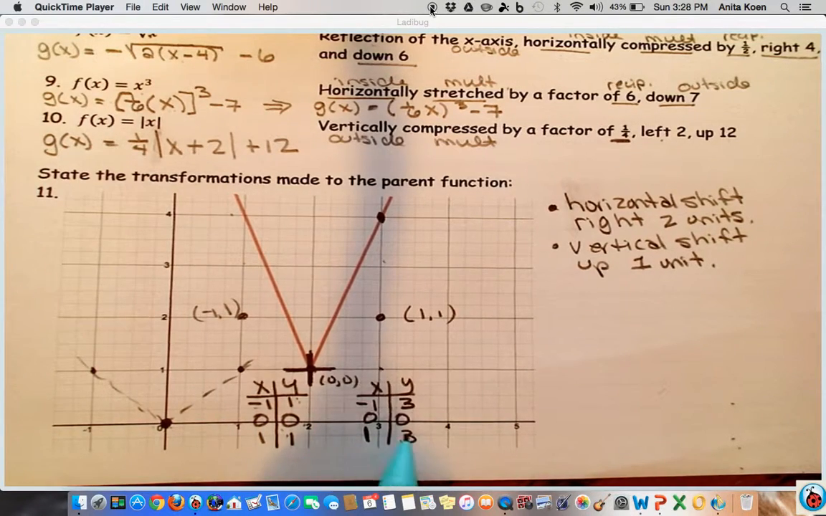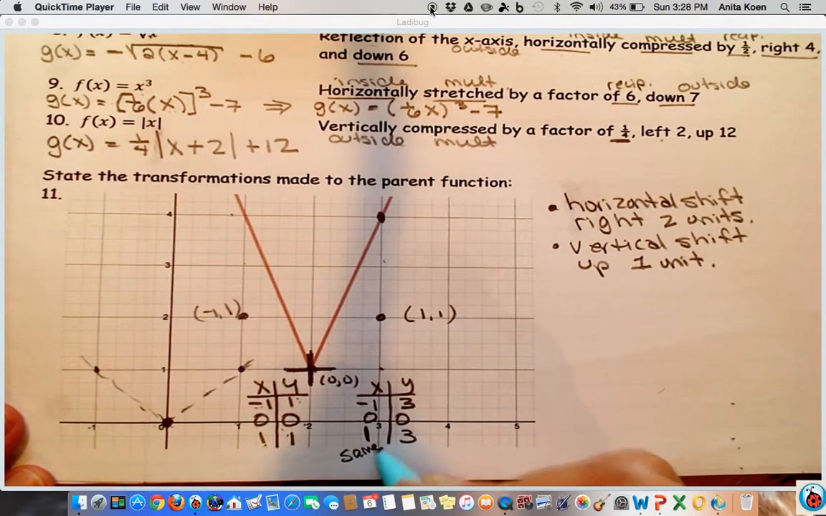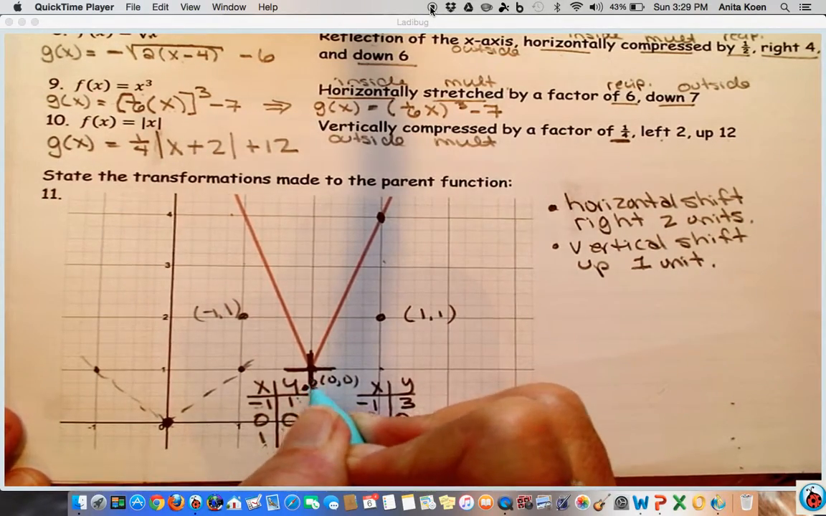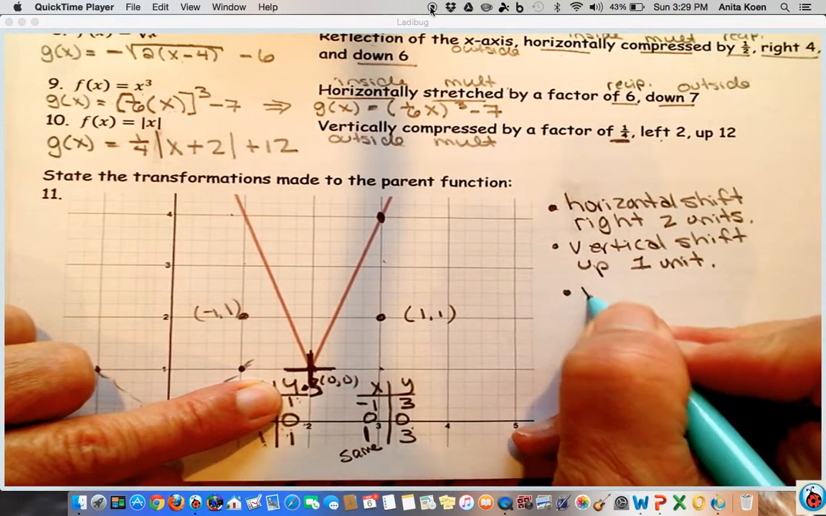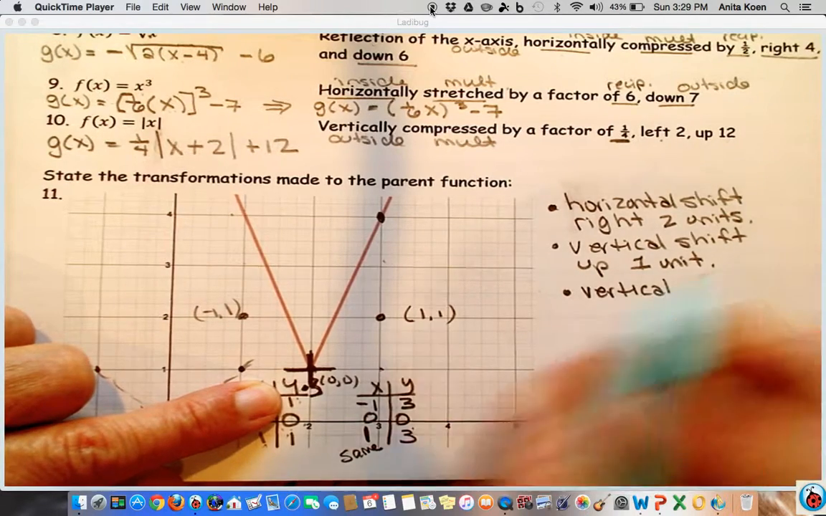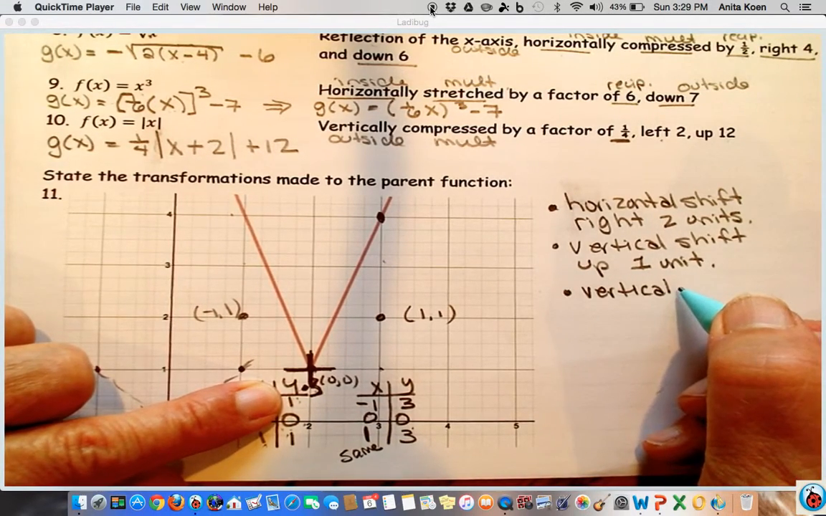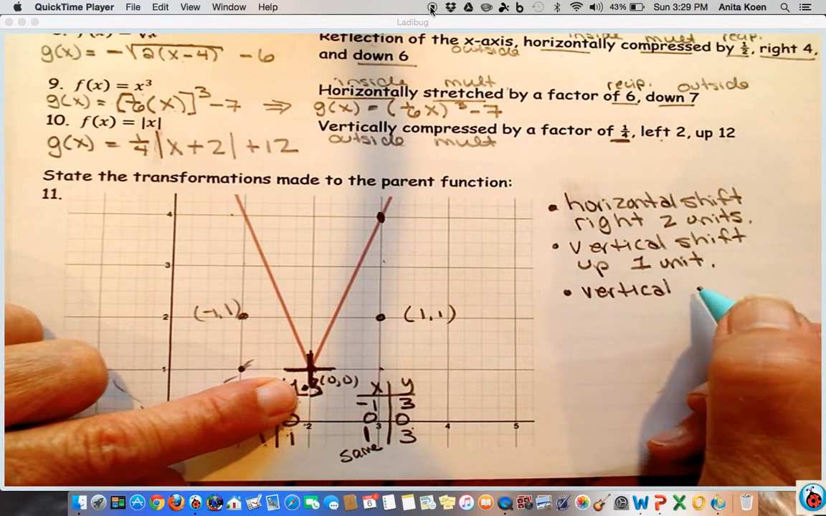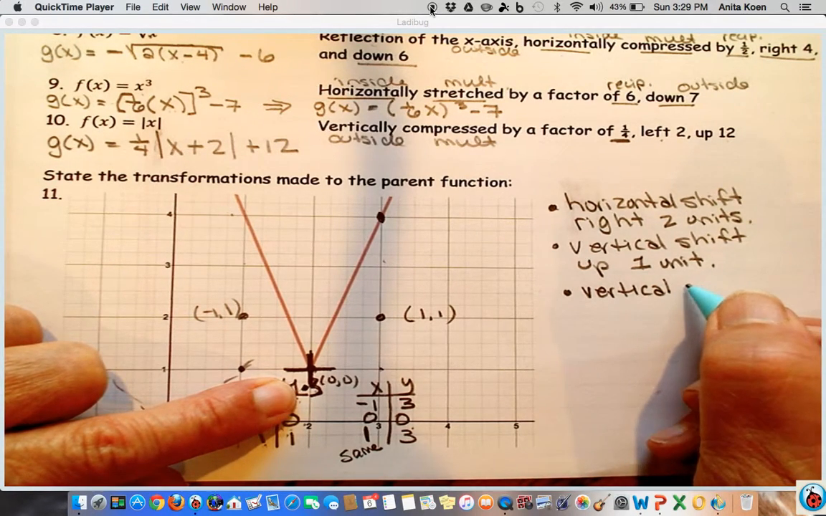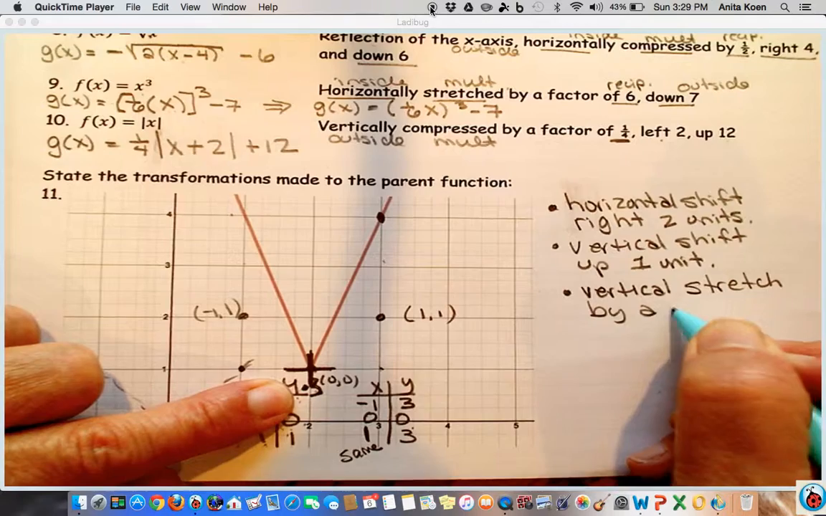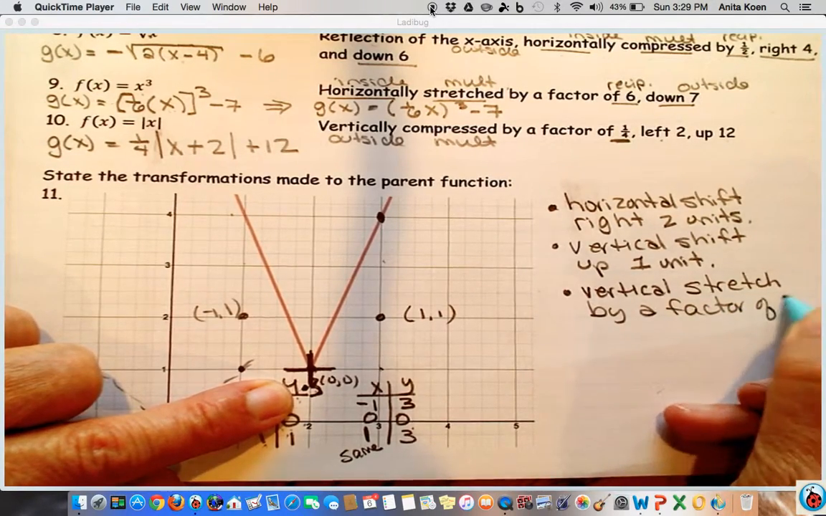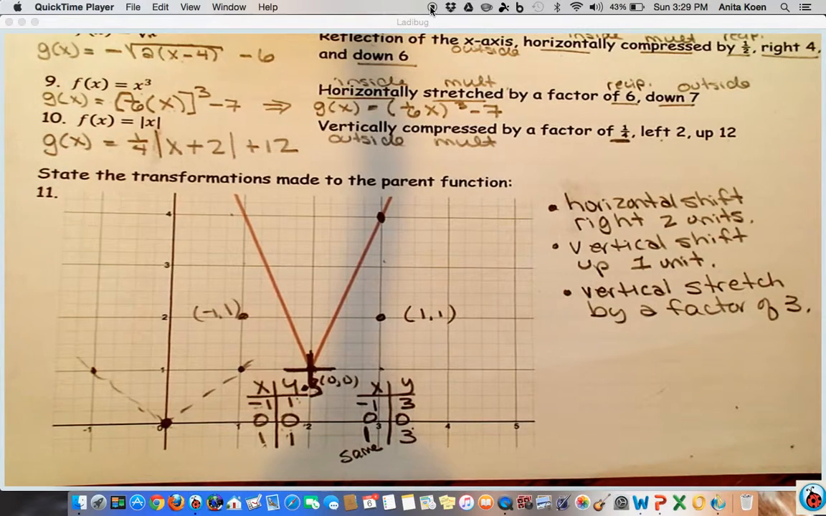So now I'm going to compare these and say, oh, look, the x's have stayed the same. The y's have been multiplied by 3. If I'm changing the y coordinate, I know it's a vertical transformation. If I'm multiplying, I know it's either a stretch or compression. Since it's vertical and this number is bigger than 1, I know this is going to be a stretch. And it's going to be a stretch by a factor of 3. So there are my transformations to this graph.